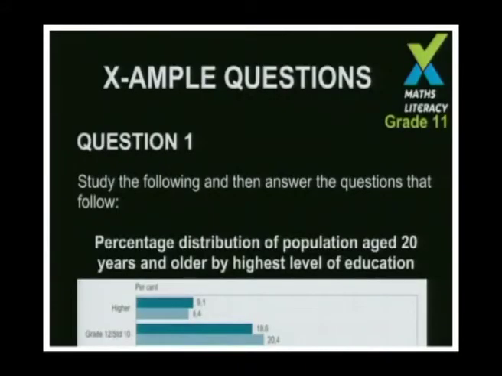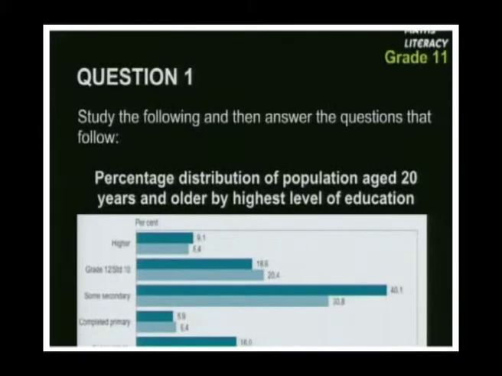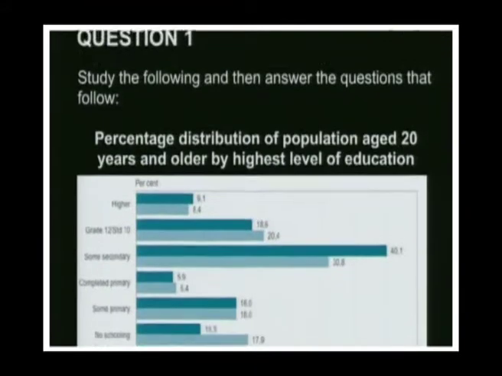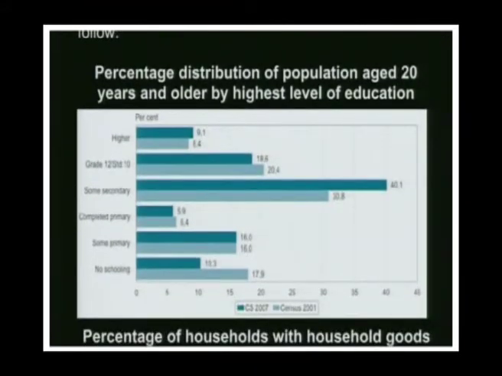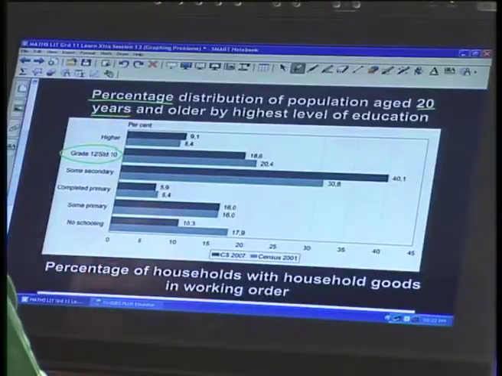Let's have a look at some examples. Let's have a look at question 1. We get given a double bar graph and we're going to be asked to answer some questions about it. First of all, let's make sure we know what this double bar graph is telling us. It's telling us the percentage distribution of population aged 20 years and older by the highest level of education. So none of you in grade 11 are older than 20 years, I hope. So this wouldn't pertain to you, but maybe your parents have got a matric. They would fall in this category.